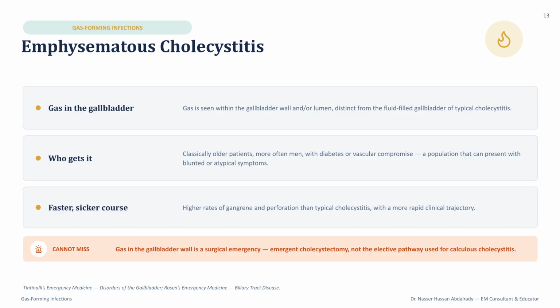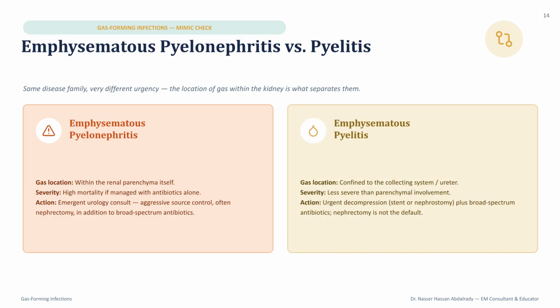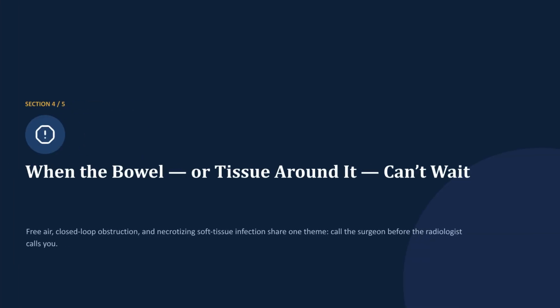Similarly, distinguish between emphysematous pyelonephritis, which involves the parenchyma and is highly lethal, and emphysematous pyelitis, which is confined to the collecting system and generally requires urgent rather than emergent intervention. Finally, remember that conditions like free air, closed-loop obstruction, and soft tissue infections are time-sensitive. Rely on your systematic review to identify these risks and consult your surgeons promptly.